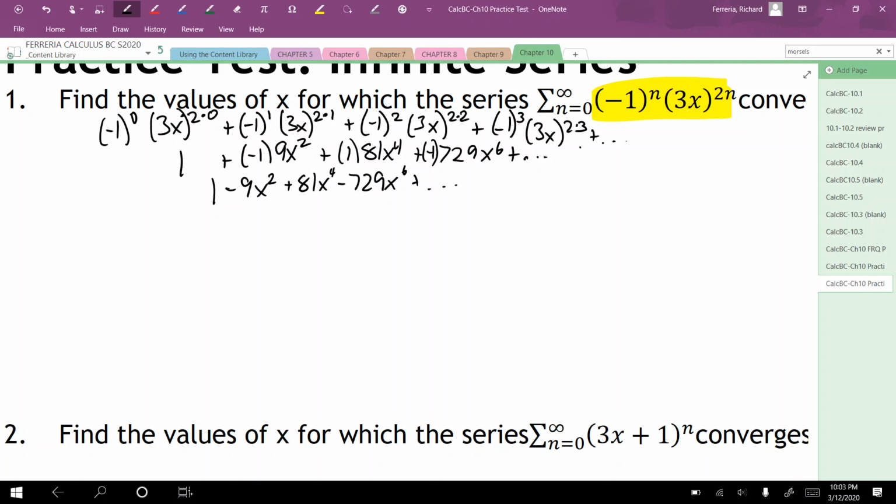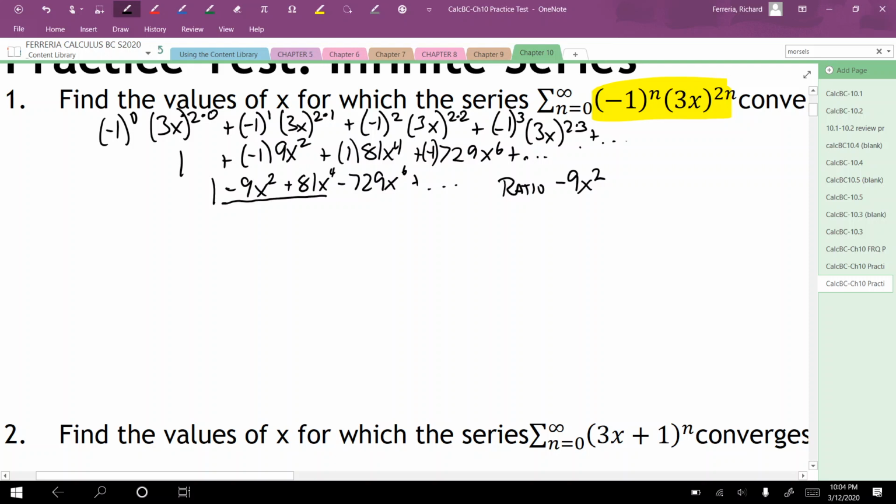And I always like to say that if it's a geometric series, I want to approach it like a geometric series. If you didn't recognize this as a geometric series, just write out the first few terms. Here I've written out the first 4 terms, and from the first to the second to the third term, it's really obvious to see that this is a geometric series because we're multiplying everything by negative 9x squared every time. So that's my repeated ratio.